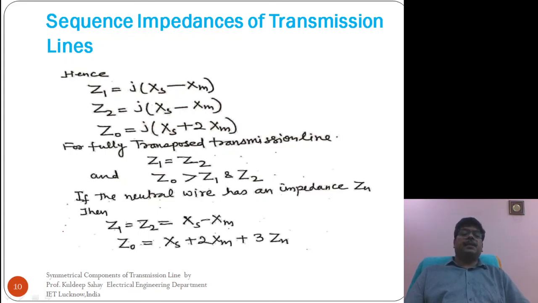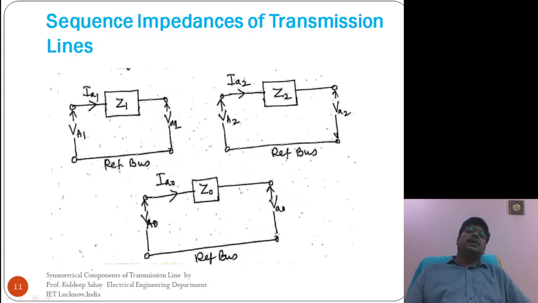Positive sequence impedance and negative sequence impedance of the transmission line are equal. Zero sequence impedance is greater than the positive as well as negative sequence impedance. Here you have seen that since passing the current from one end to the other end, the impedances are the same, so it is a bilateral characteristic, an example of a bilateral element. So now these sequence impedances within the network can be represented like this.